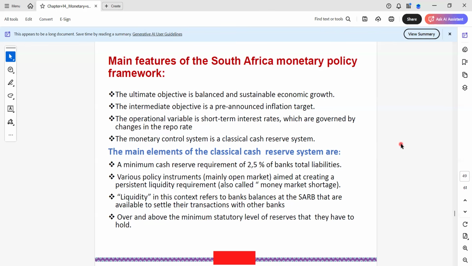Various policy instruments, such as open market transactions or open market operations, are aimed at creating a persistent liquidity requirement, also called the money market shortage. So this liquidity in this context refers to banks' balances at the South African Reserve Bank that are available to settle their transactions with other banks. So this liquidity is to ensure that banks are able to cover their debt, right?